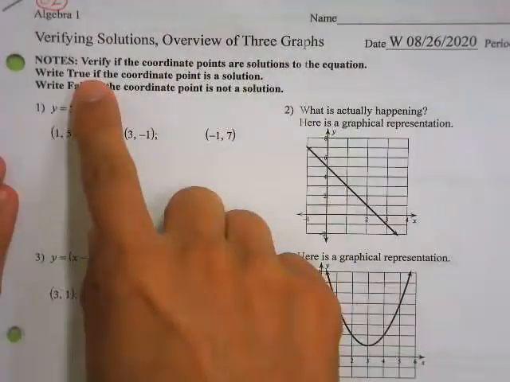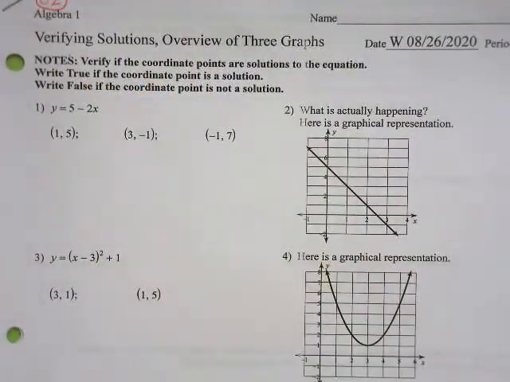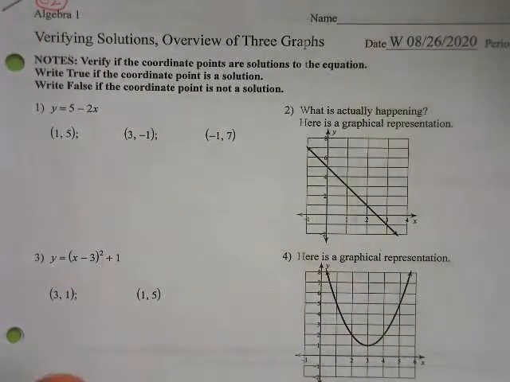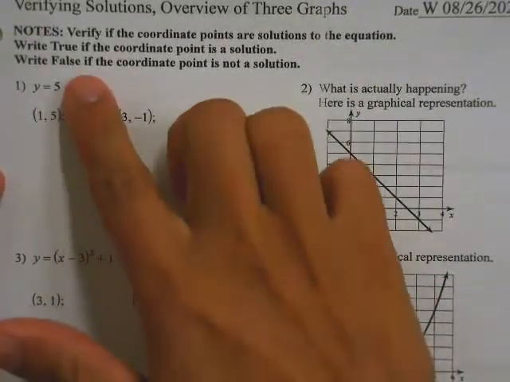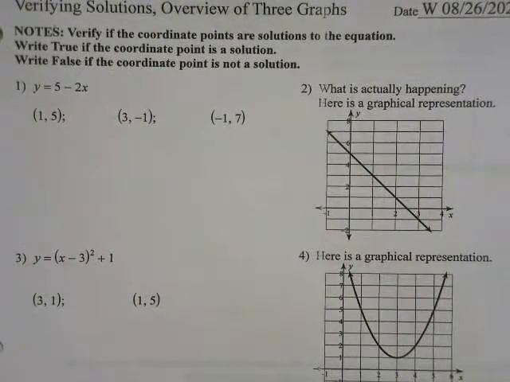So notes: verify if the coordinate points are solutions to the equation. Write true if the coordinate point is a solution, and write false if the coordinate point is not a solution. We're going to be plugging in, and just think of it that way. We're going to be using our PEMDAS after we plug in. So let's figure out if these three are solutions to this equation.